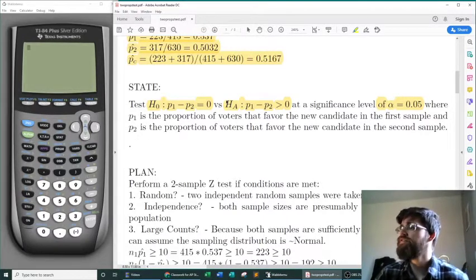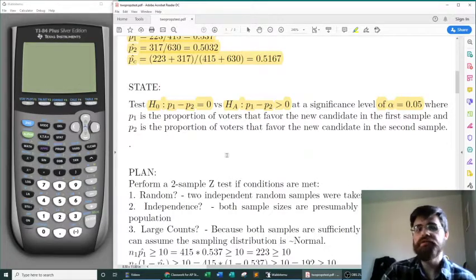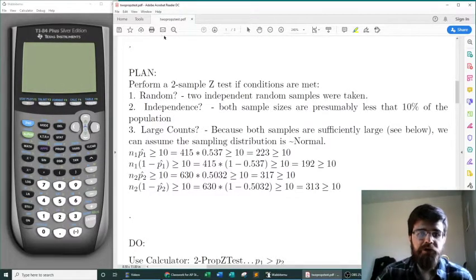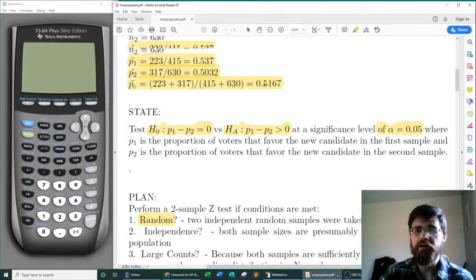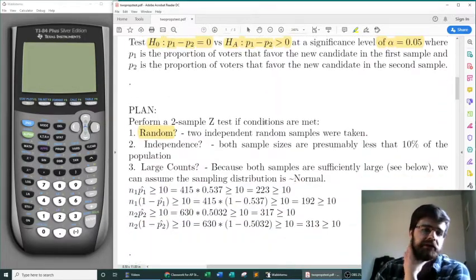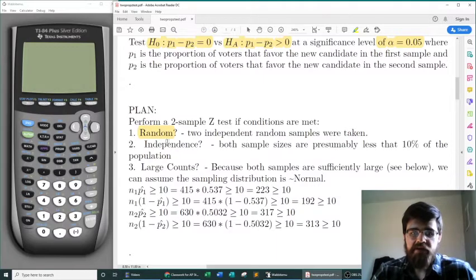Okay, after we've stated what we're going to do, we want to plan it out, and that means we need to check our conditions. There's pretty much always the same 3 conditions we're checking for these inference methods. We want to know, are our 2 samples random? Notice I did name the test we're doing, a 2-sample z-test, or you could call it a 2-proportion z-test. We're allowed to do that as long as we have 2 random samples.